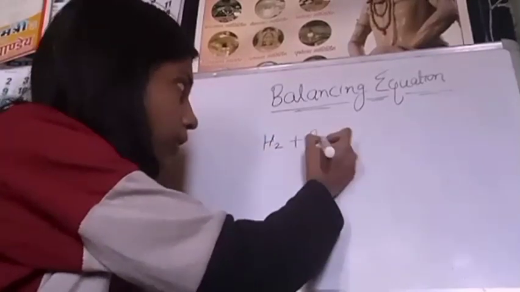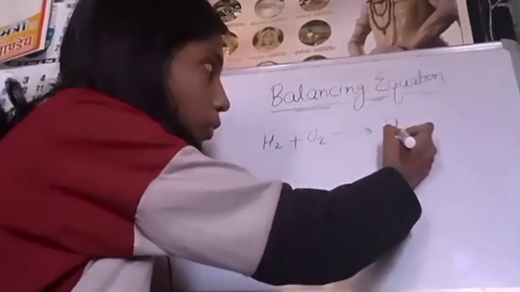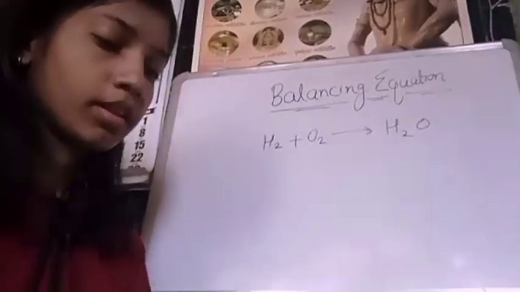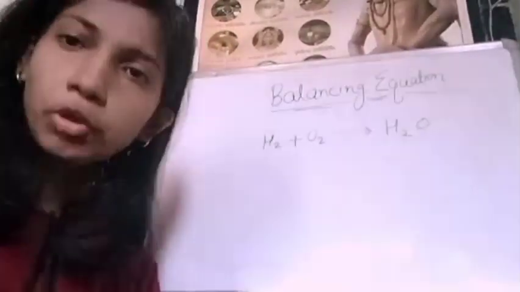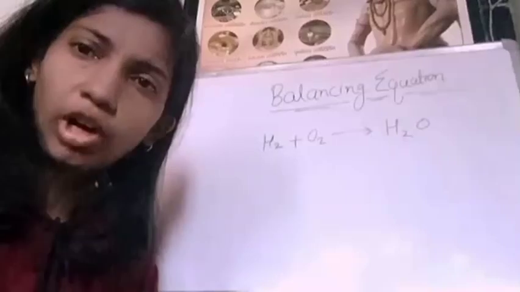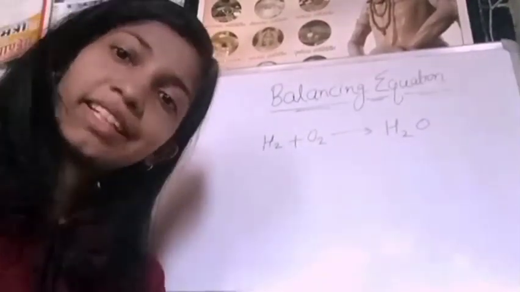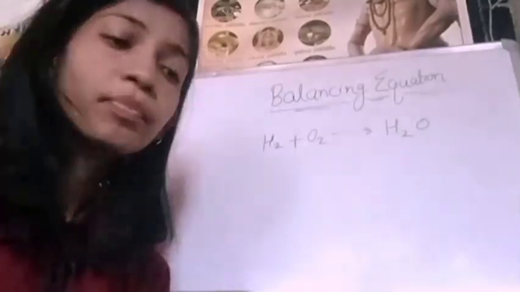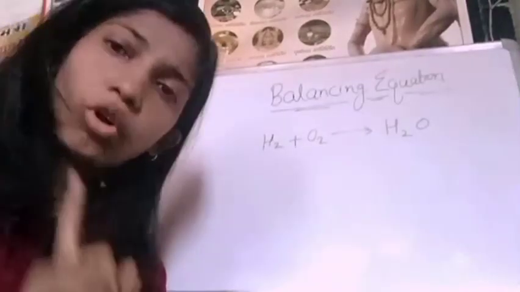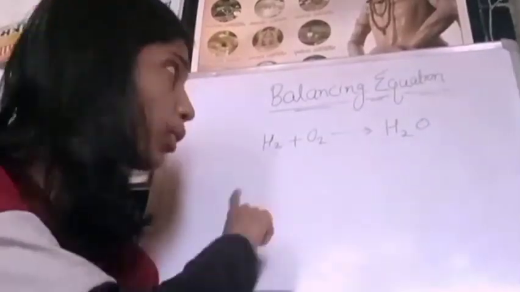H2 plus O2 is equal to H2O. If you do not recognize which is metal and which is non-metal, then learn the first rule of balancing an equation and apply it. What does the first rule say? Whether the equation is balanced or not. So find out whether the equation is balanced or not, and if you find out the equation is not balanced, you can balance it simply.